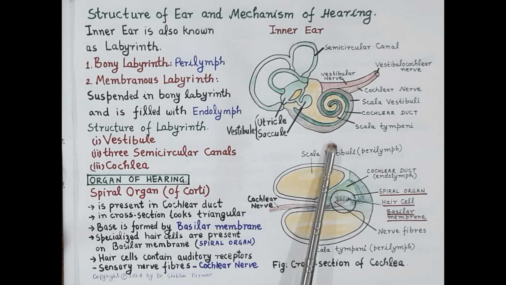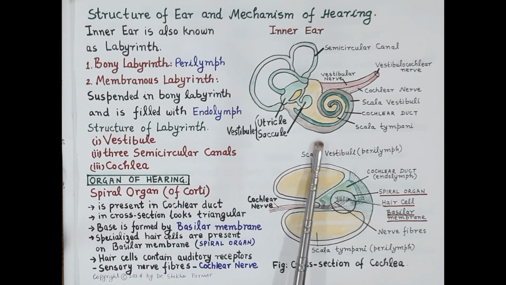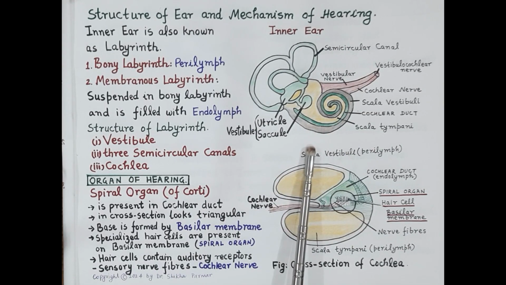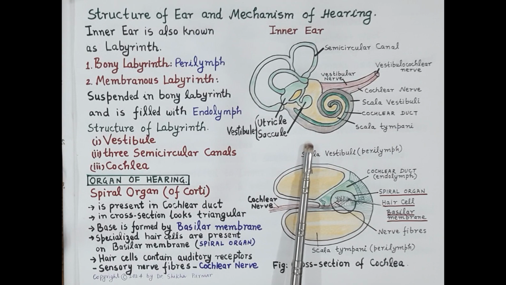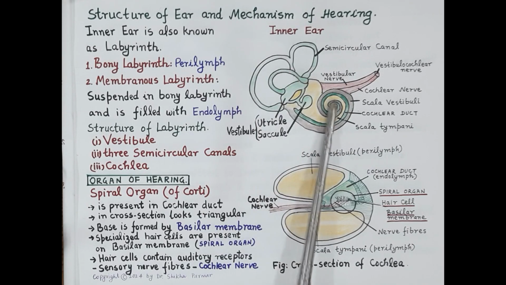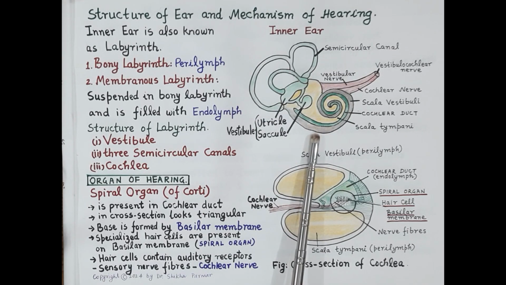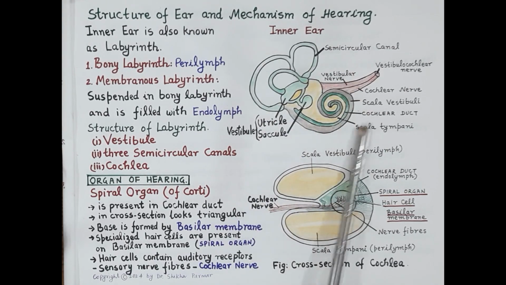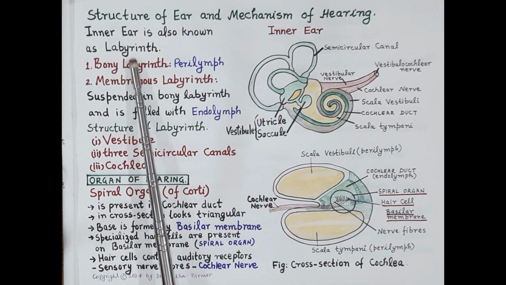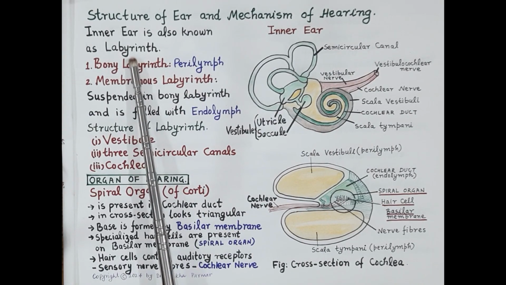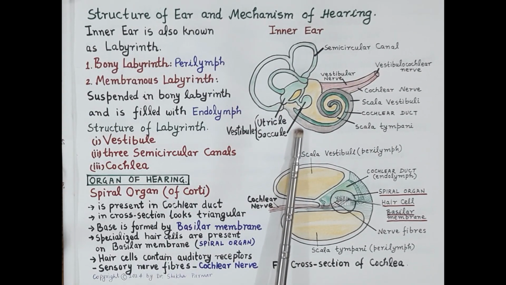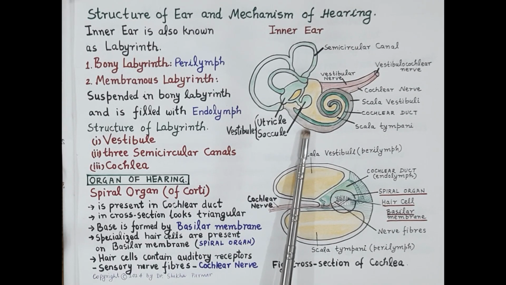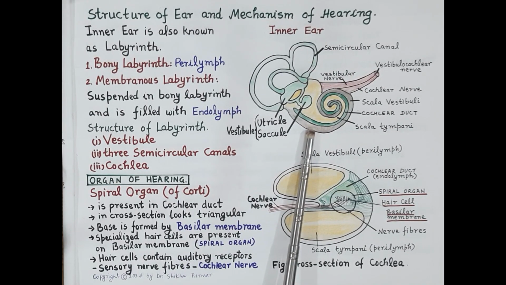Now look at this structure. This entire structure is the inner ear. Now inner ear is actually a cavity in the temporal bone. The shape of inner ear, as you can see here, is highly complicated and it is like a maze or a web, and therefore the structure is known as labyrinth. Labyrinth means maze or a web. Now this labyrinth consists of the organ of hearing as well as the organ of balance.